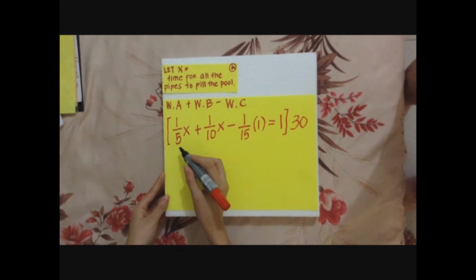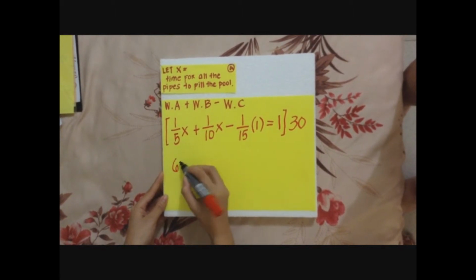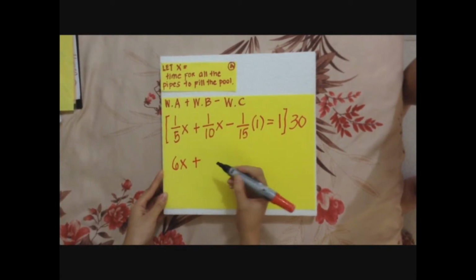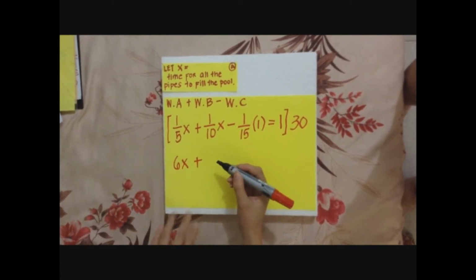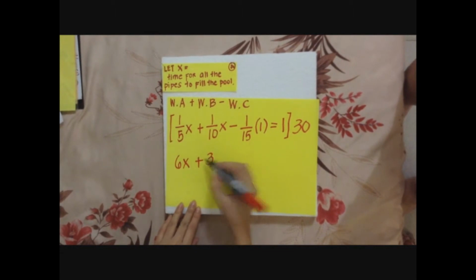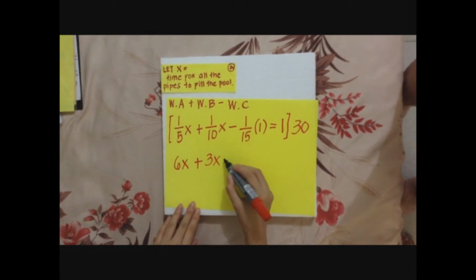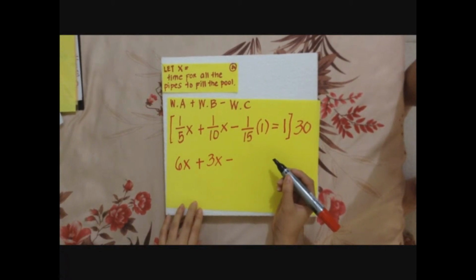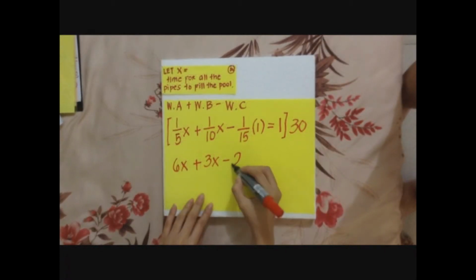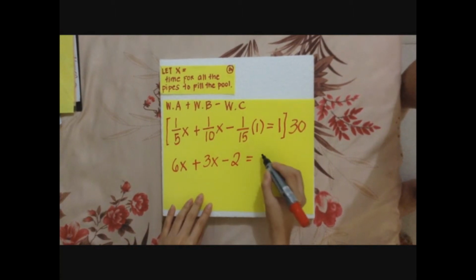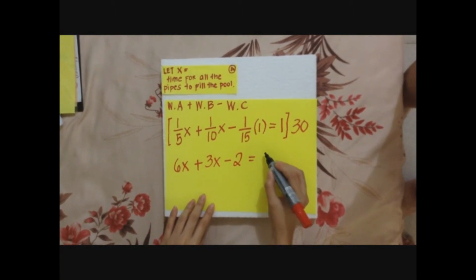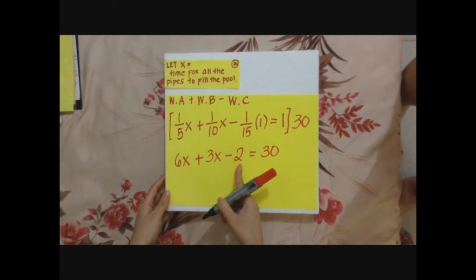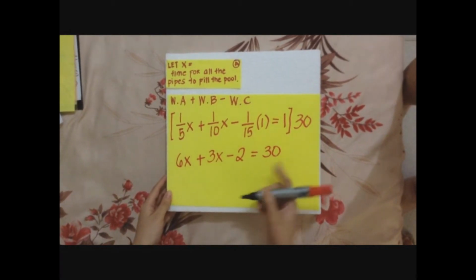30 divided by 5 is equal to 6 times x, 6x. Plus 30 divided by 10 is equal to 3 times 1 is equal to 3. And then it's 3x. Minus 30 divided by 15 is equal to 2 times 1, it's 2. And then 30 times 1 is equal to 30. Since this has no x variable, we put it to the other side.